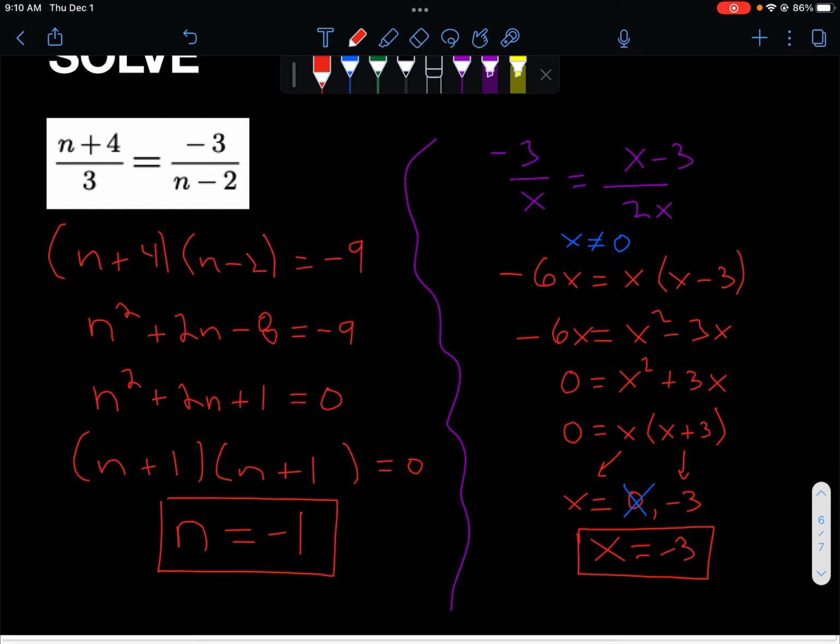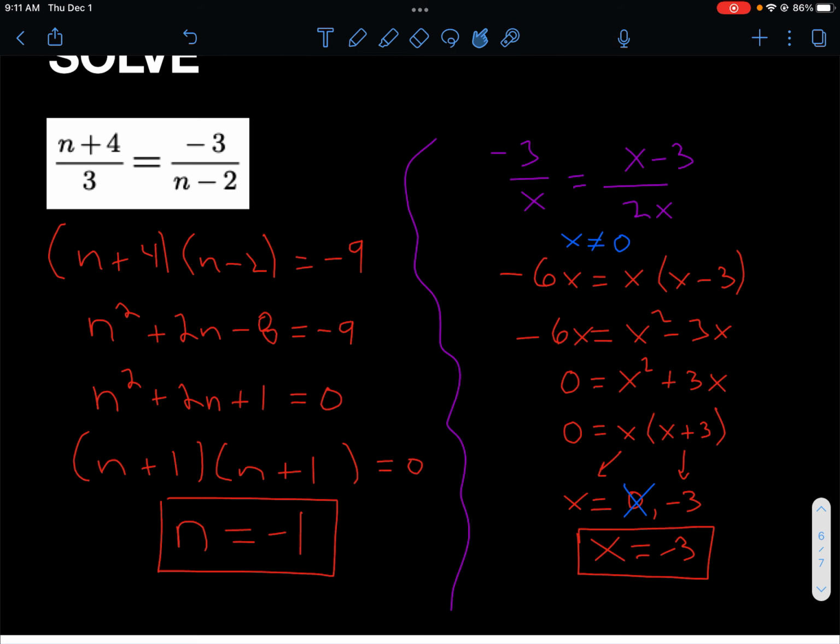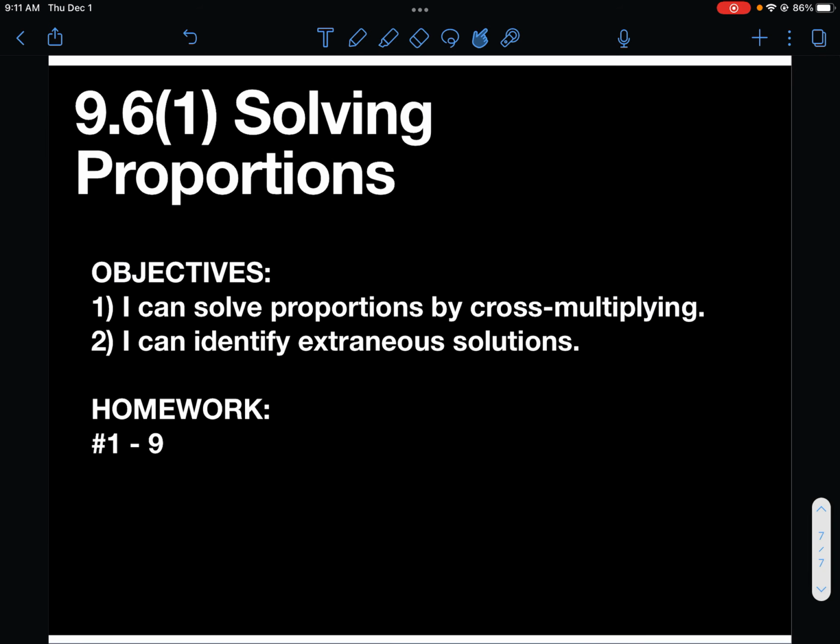So there is one example where we do get an extraneous solution. We identify it by checking the denominators to see if that solution is a restricted value. So there we just discussed how we can solve proportions by cross multiplying. We also identified some extraneous solutions.